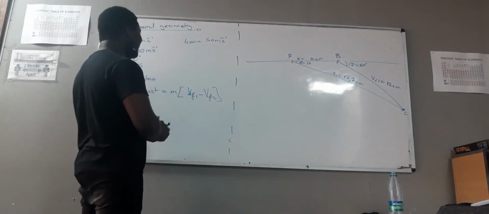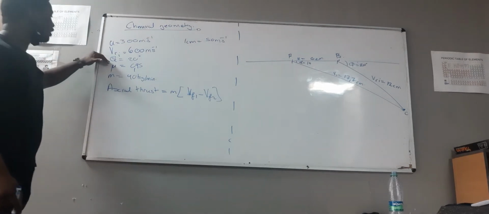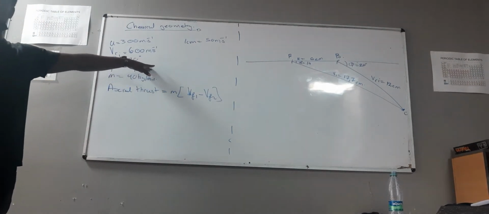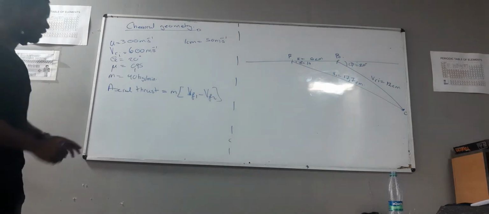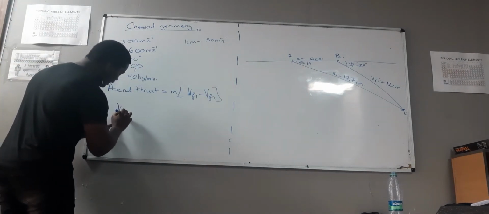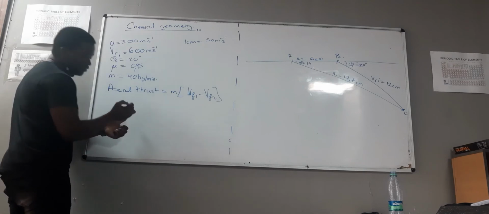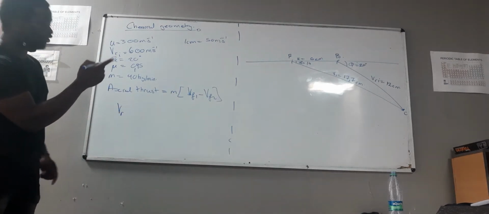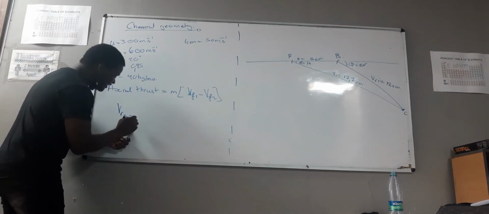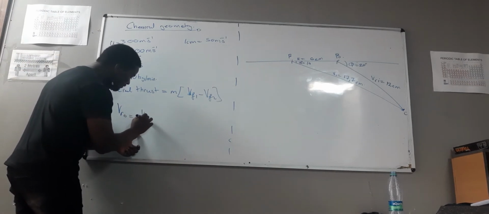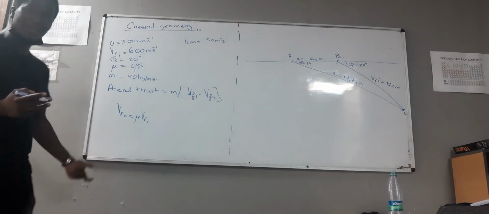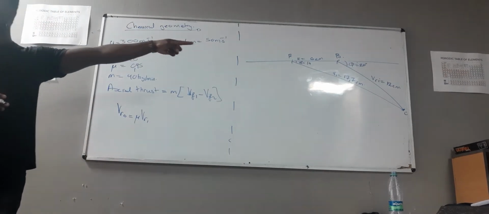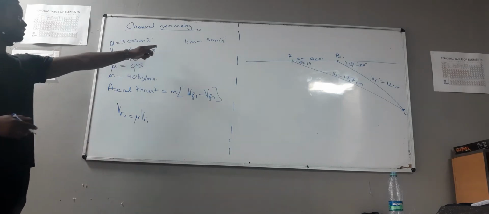Okay, let's move on to the next part, right? Now, they say that the coefficient of friction is 0.95. Are we together, right? Now, we know that VRO is equal to the coefficient of friction times VRI. Now, we're given our VRI as 12 centimeters, or you can say 600 meters per second.